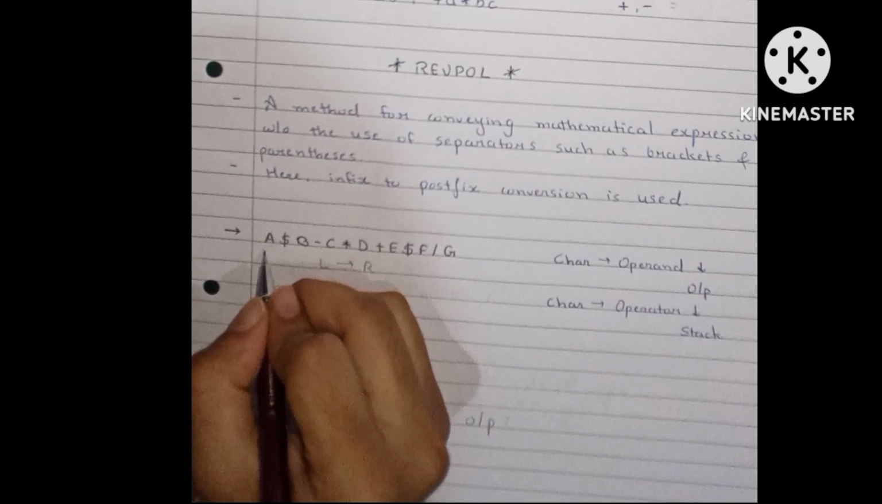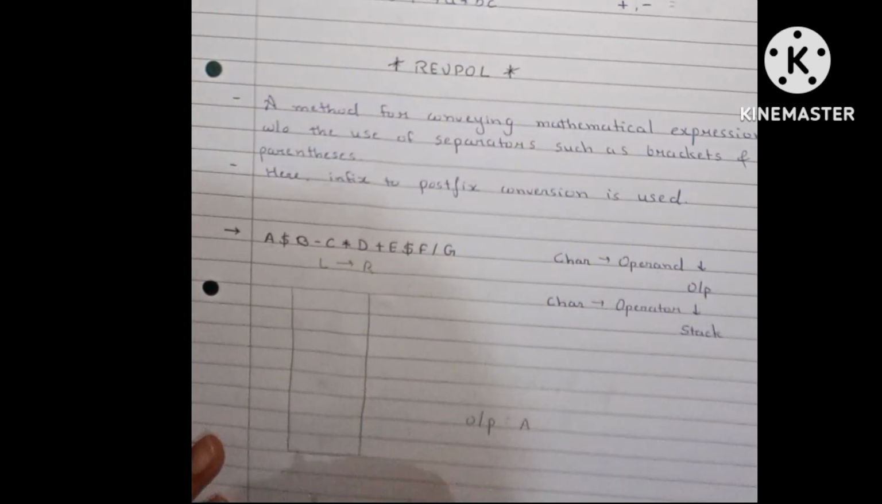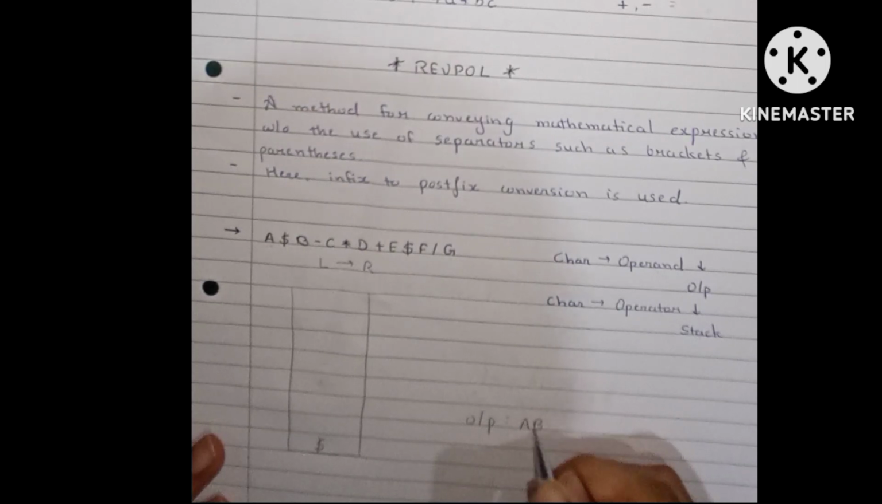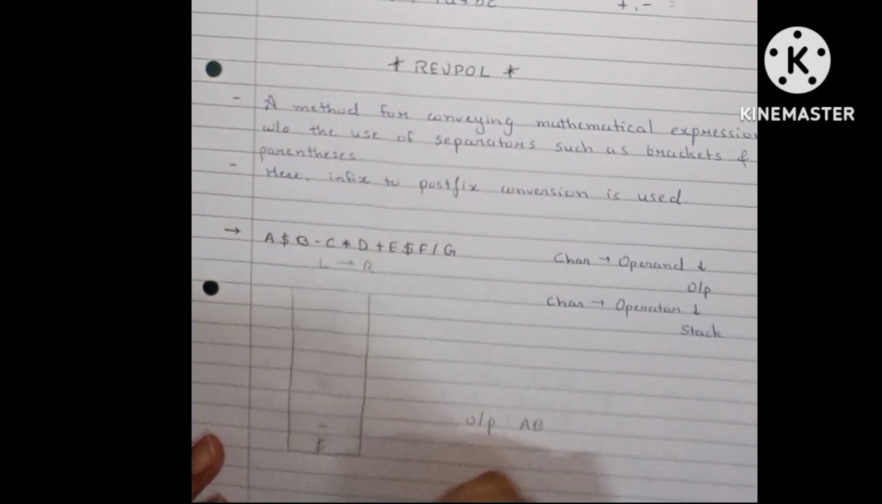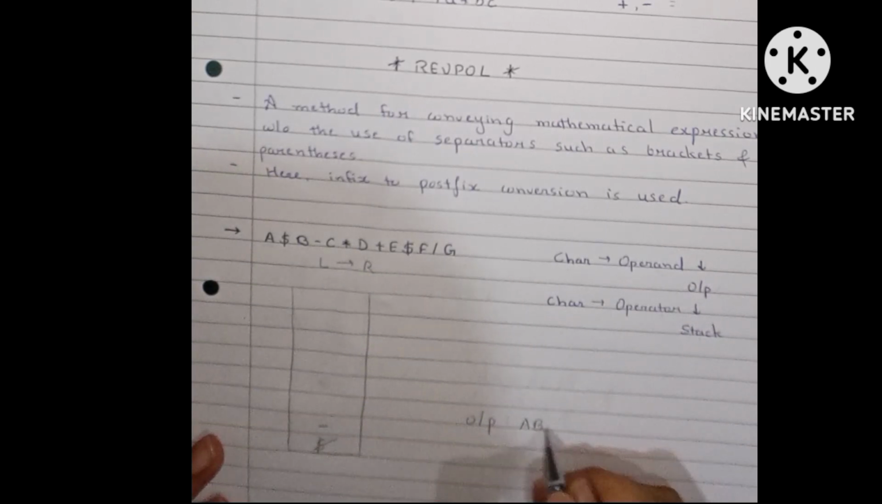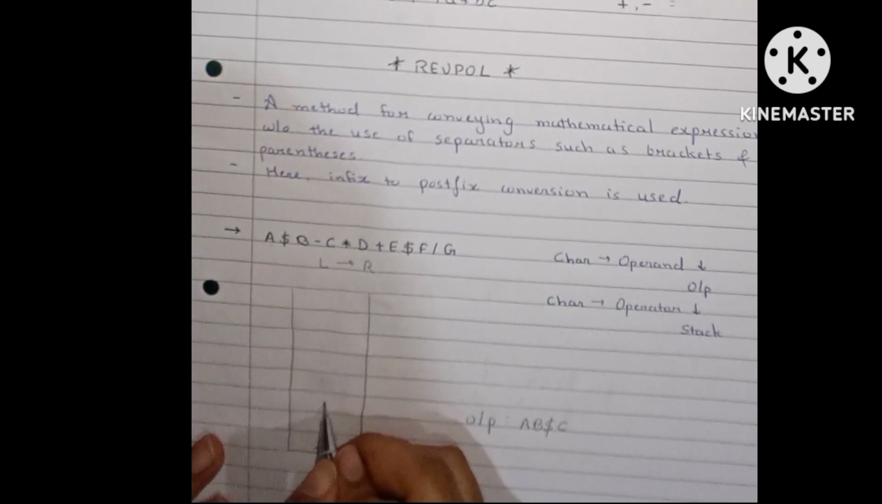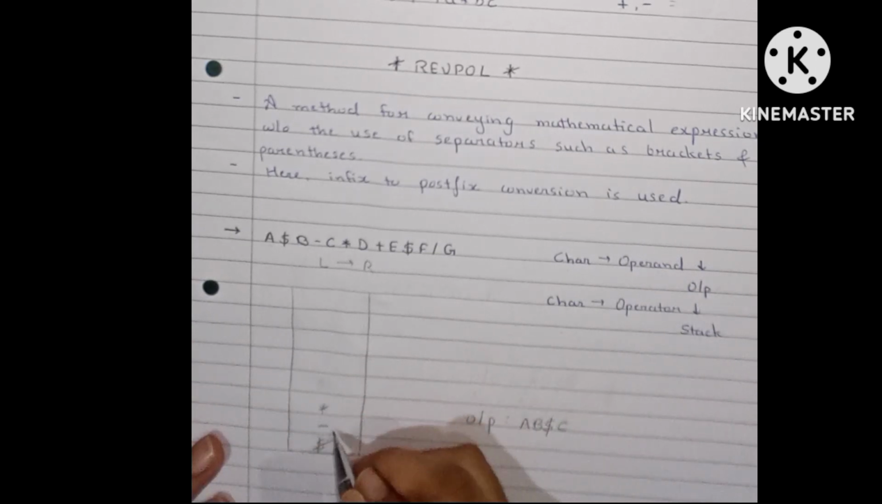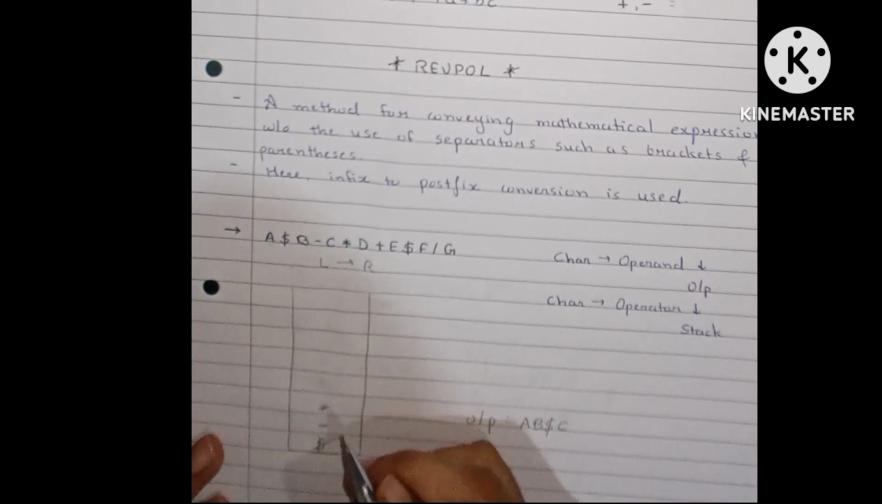The first one is an operand, so it will go to the output list. Next is an operator, to the stack. Then an operand, to the output list, then an operator. But this operator has a lower precedence value than the previous operator, so the previous one will be moved to the output list. Next is an operand, to the output list, then an operator in the stack. But this has a higher precedence value than the previous operators, so it will be inserted in the stack.